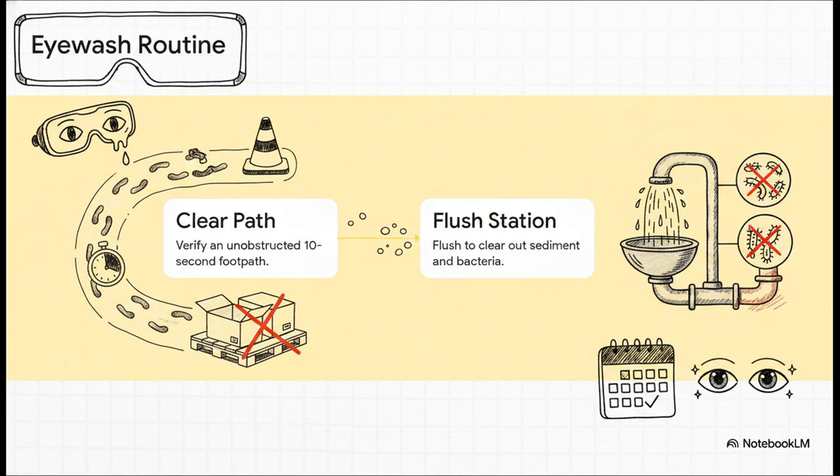If you flush a chemical out of your eyes using contaminated, rusty water, you could cause a severe infection or even permanent blindness. That is why a quick weekly flush of the eyewash station to clear out sediment and bacteria is quite literally a sight saver.